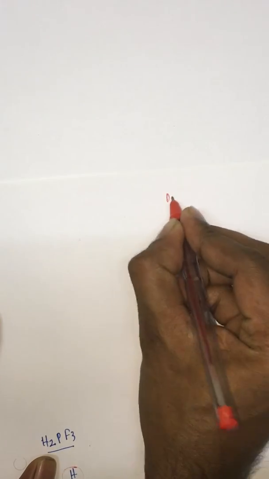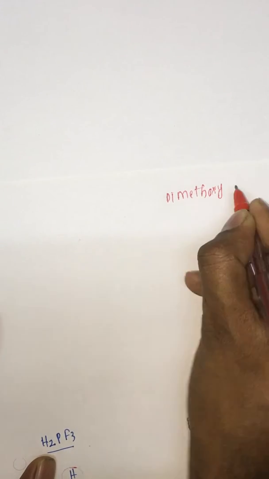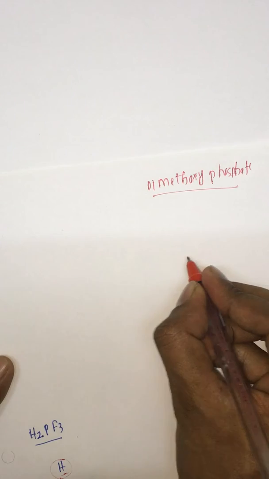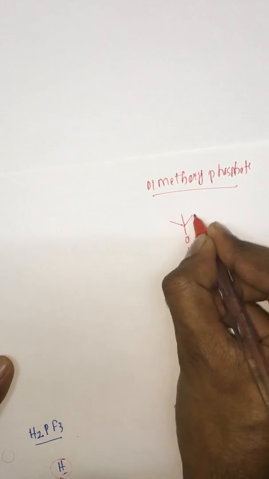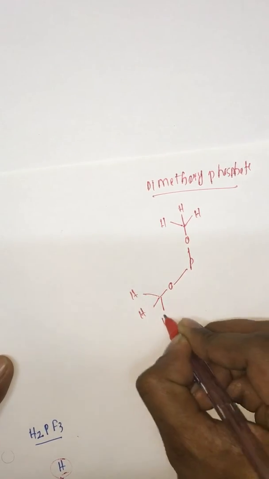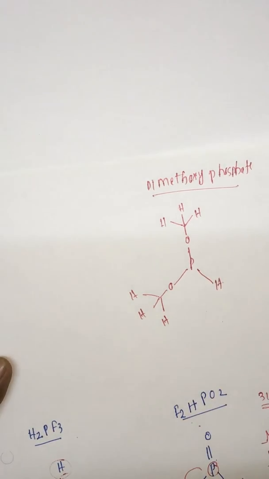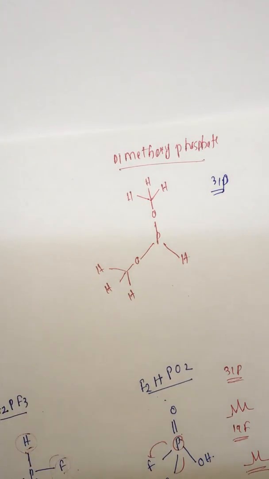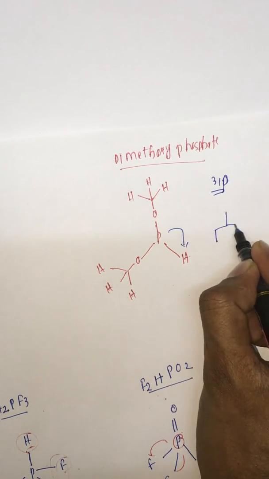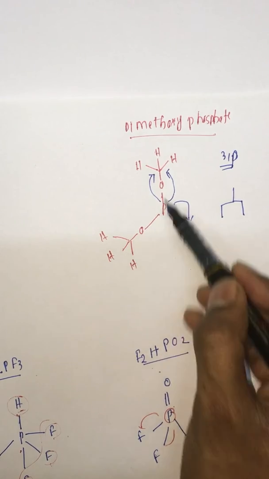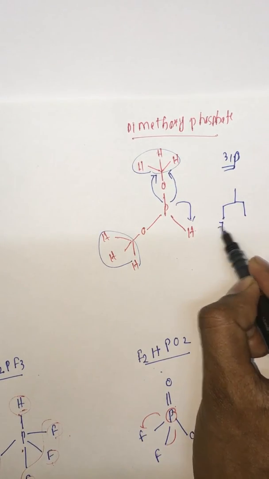And next we have dimethoxy phosphate. So the structure looks like this: P, O CH3, P, O CH3 and hydrogen. Okay, so when we record 31P NMR for this compound, phosphorus couples with this hydrogen, so we'll get a doublet. Next, further this phosphorus can also couple with these hydrogens. Total six hydrogens are there, three from here, three from here. So now each line will split into seven line signal.